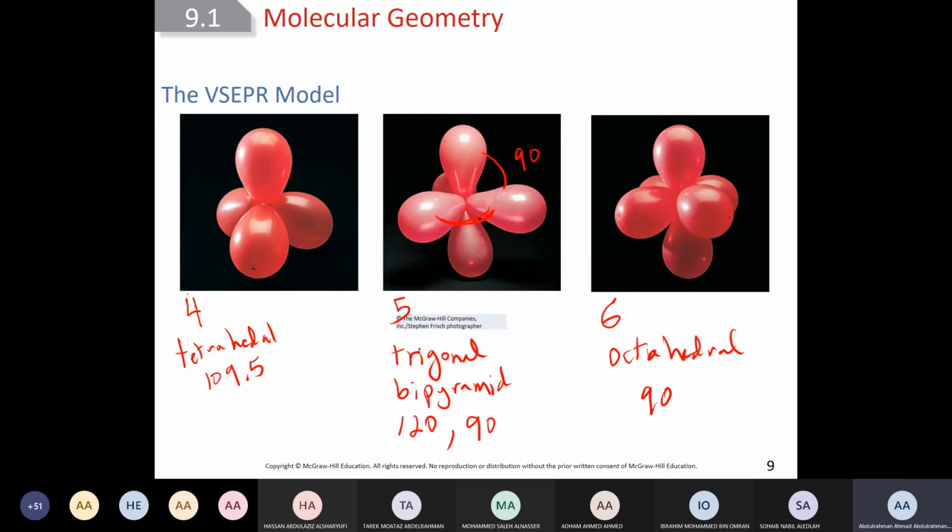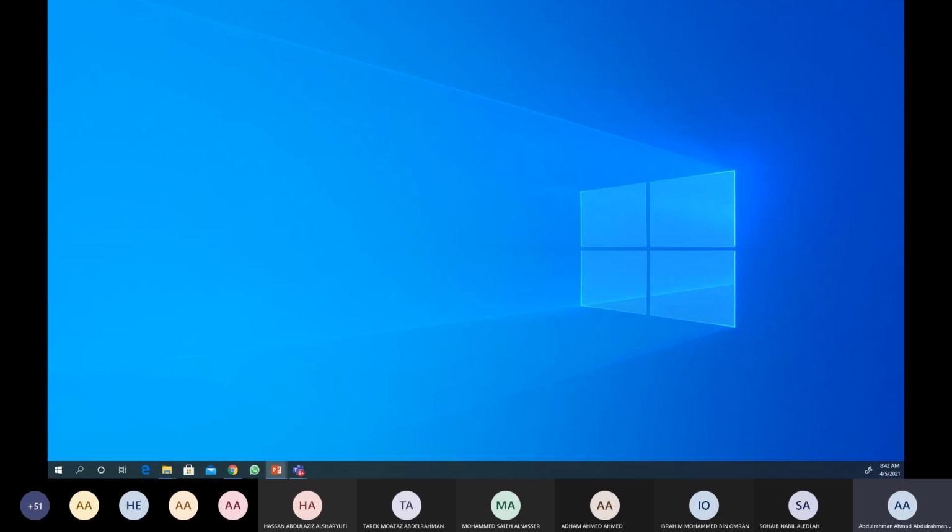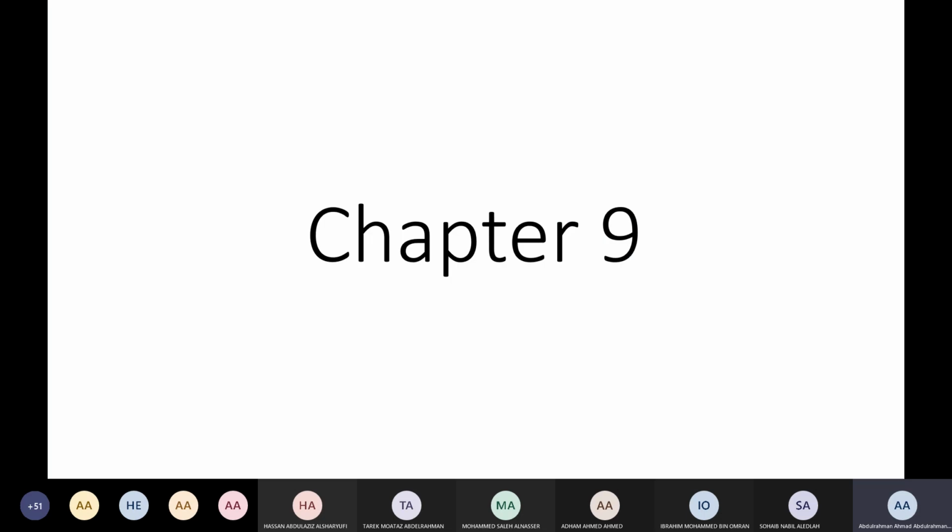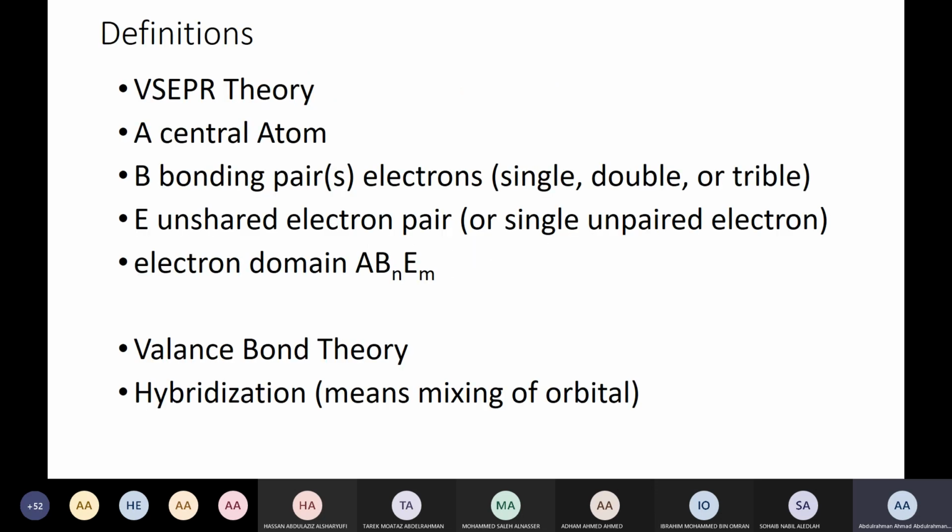To help you, I made a table. This is available in what's called chapter 9 to 13 extra. If you go to the blackboard and go to chapter 9 to 13 extra, I put this in one of the course contents. I made this myself, so it's my work. What's the name of the theory?